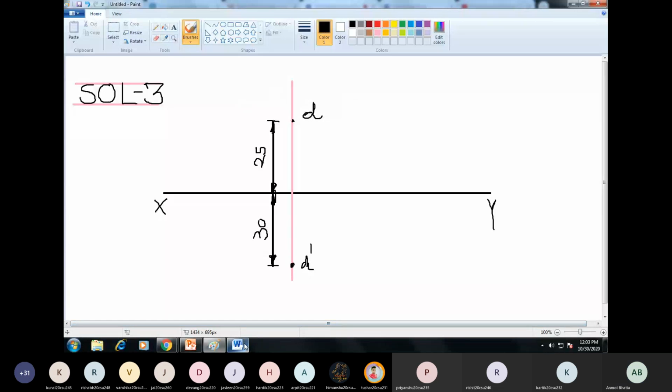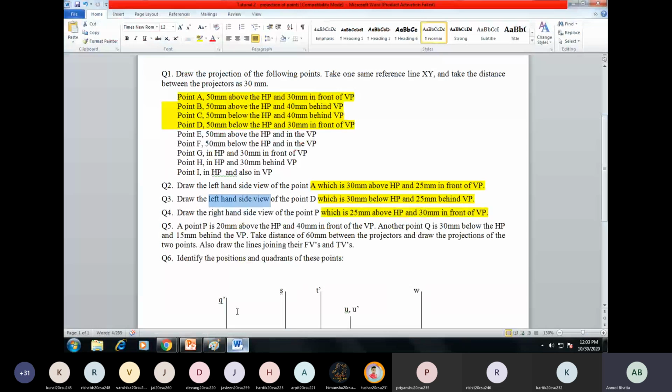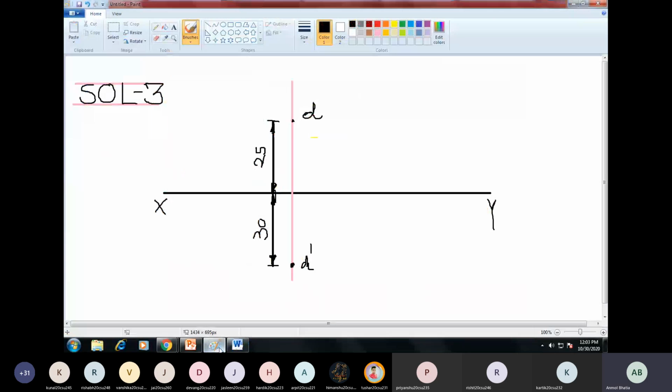Now what type of side view is required? Left hand side view is required. So its view will be made on the left hand side. तो ये लेफ्ट साइड है, इसी लेफ्ट साइड पर इसका व्यू बनेगा. तो हमें क्या करना है, ये जो टॉप व्यू है ना, we'll just open the compass. This one will take this distance and will keep the pointed end here and will place the pencil end here.